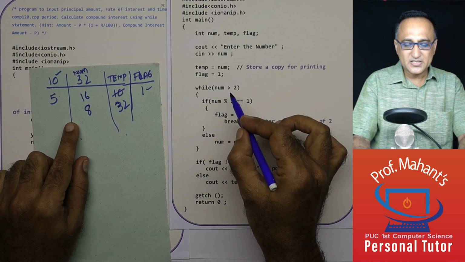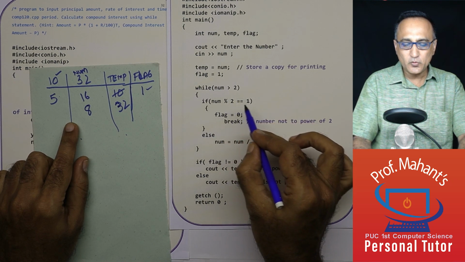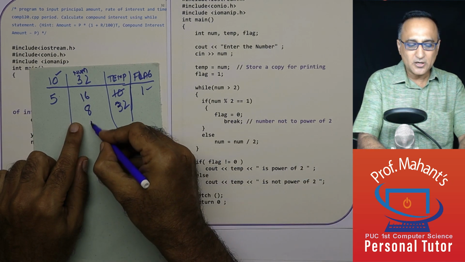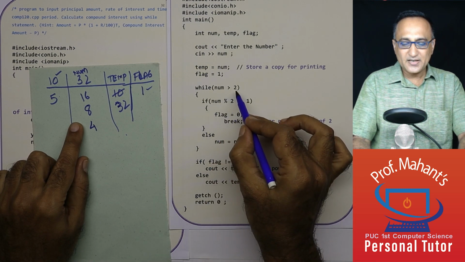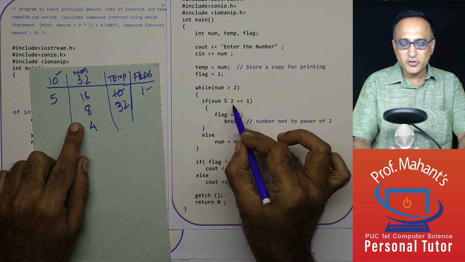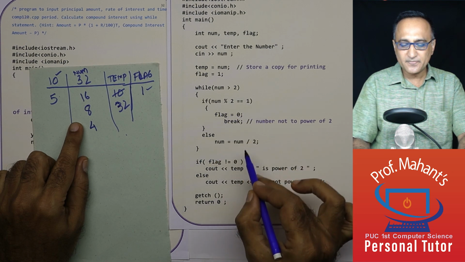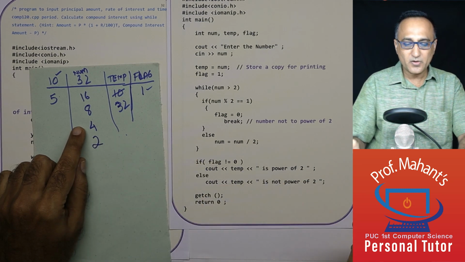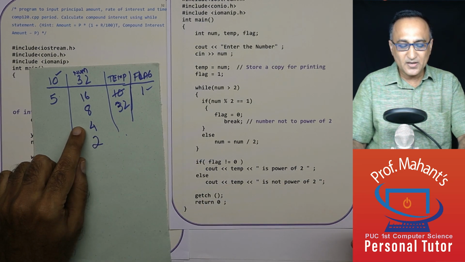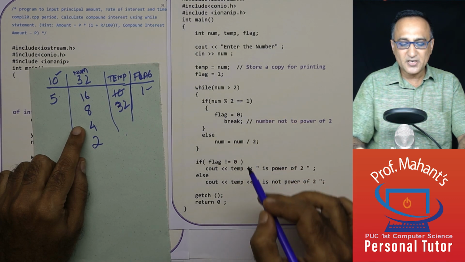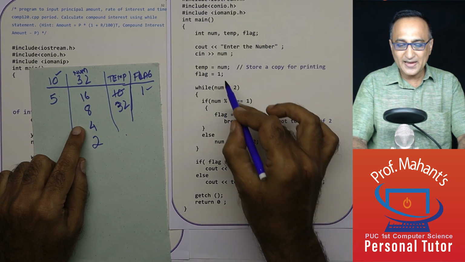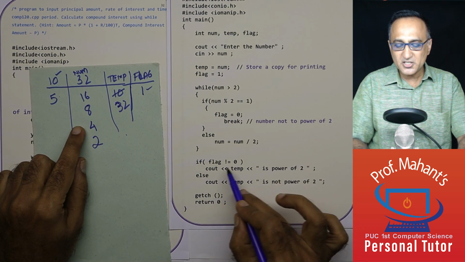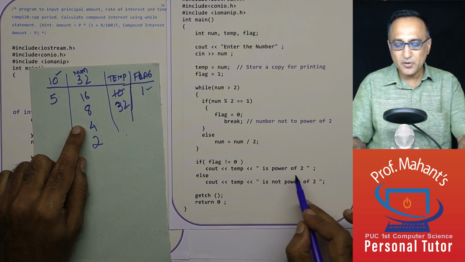8 is greater than 2, still true. 8 mod 2, the remainder is 0. So this condition is false. I'm going to come here. 8 divided by 2 is 4. 4 is greater than 2, true. 4 mod 2, the remainder is 0. So this condition is false. I'm going to come here. 4 divided by 2 is 2. Then what happens now? Is 2 greater than 2? The condition is false. Then I'm going to come here. Flag is still 1. If flag is not equal to 0, this condition is true. So it will say 32 is a power of 2.